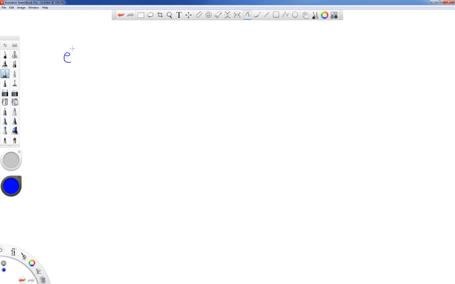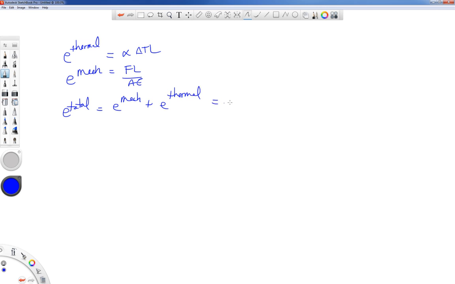Most important thing today is our thermal deformation is made of 2 parts. Our thermal deformation is alpha delta TL. Our mechanical deformation is equal to FL over AE. And the total deformation is made of 2 parts, the mechanical plus the thermal. So this will be FL over AE plus alpha delta TL. Okay, so that's the important thing I want you to understand.